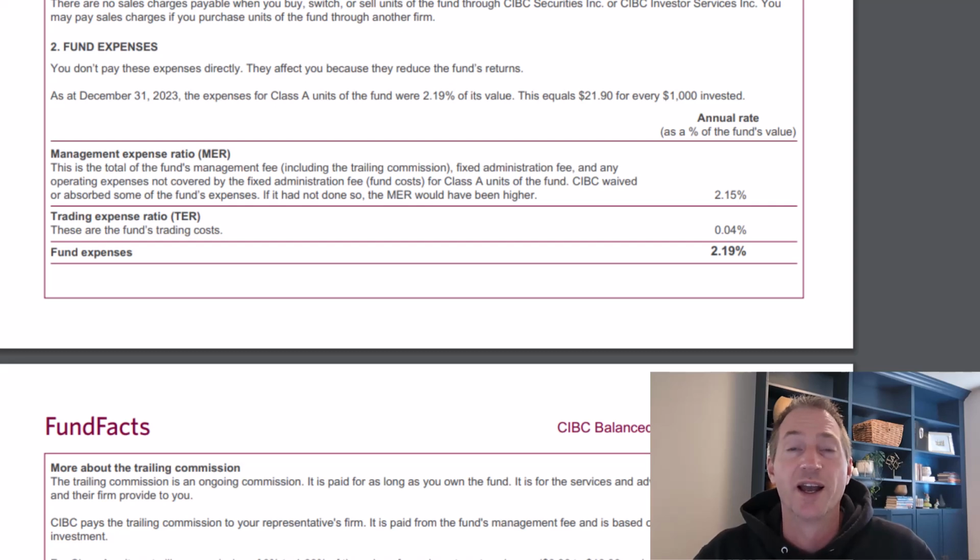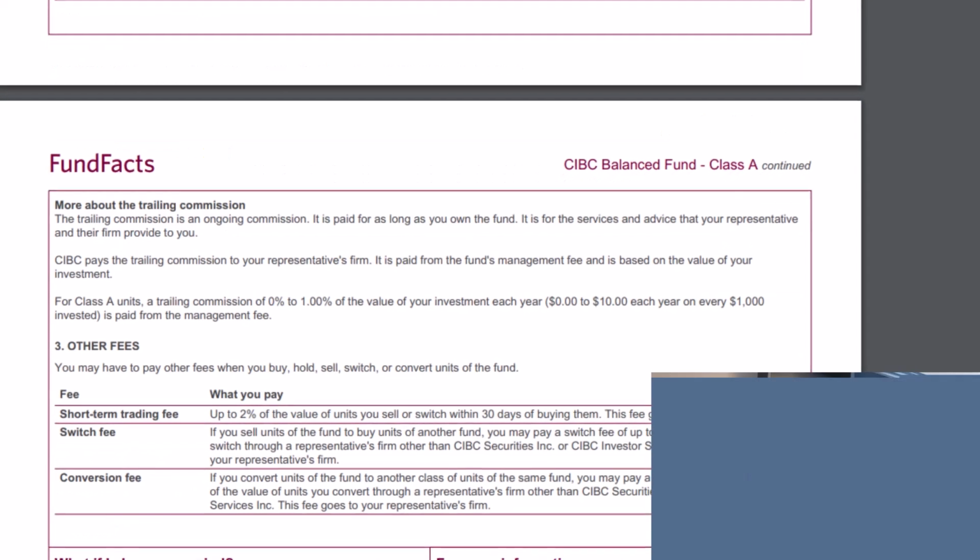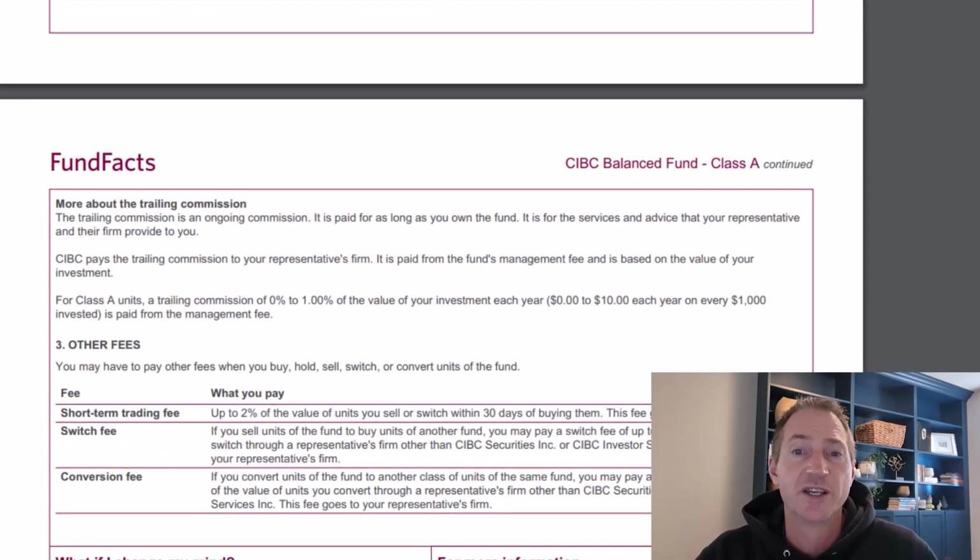I know when I had this meeting about these funds, I don't even think I was told what the fees were. I didn't even know where to find the fees. I didn't even know there were fees. Honestly, I didn't really understand the effects of what I was paying. And you can see down below here, there's going to be even more fees based on this fund, but I'm just going to focus on the management fee of 2.19% and what it does to your portfolio.